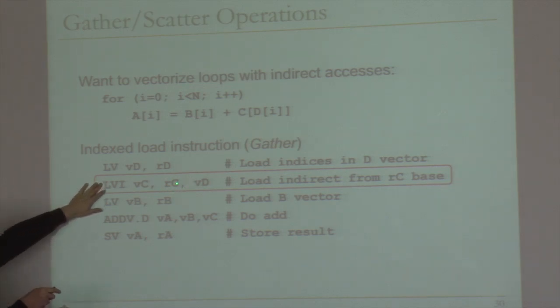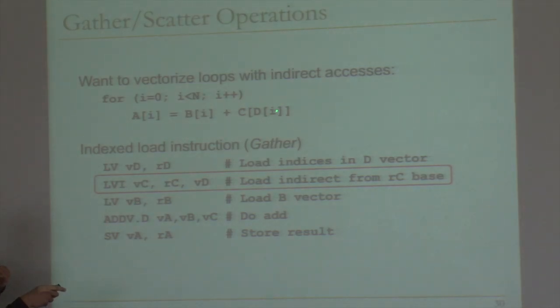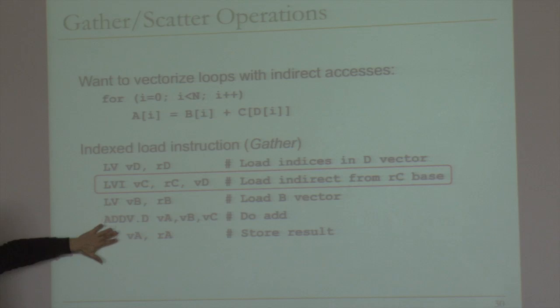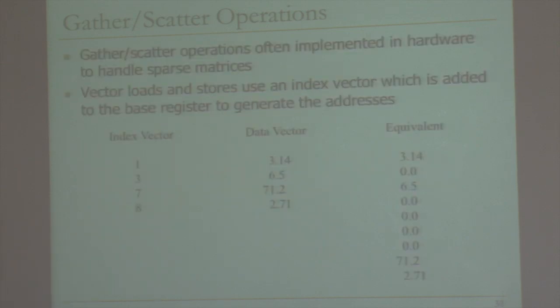Basically, what this does is, in the memory system, you take register C and add to it all of these different addresses or indices that are specified by register D. OK? And then the rest is what we've seen before. You can load the B vector simply. You can do the addition after that, and you can store into A. OK, let's take a look at that.